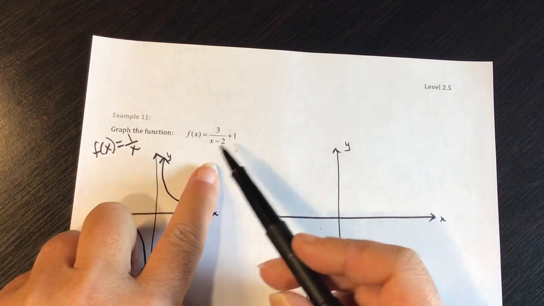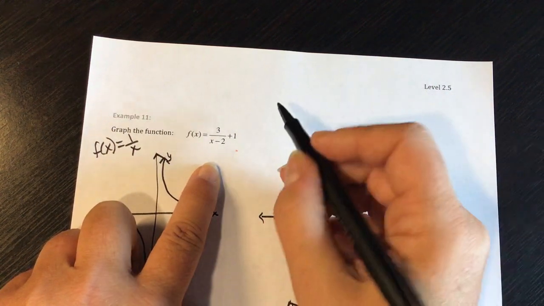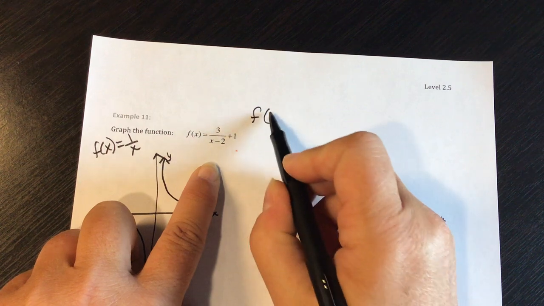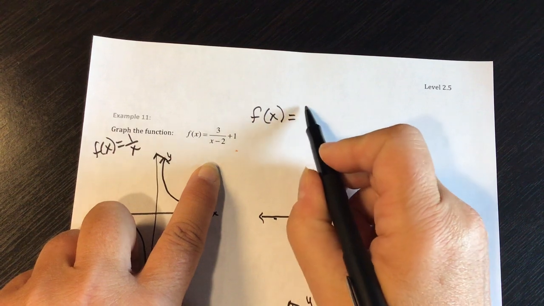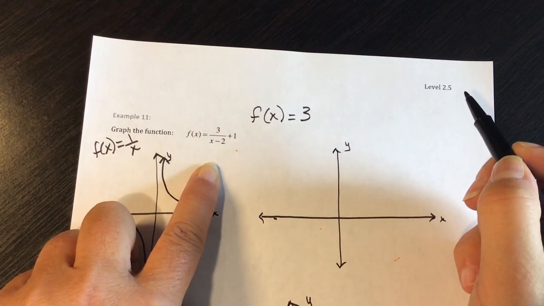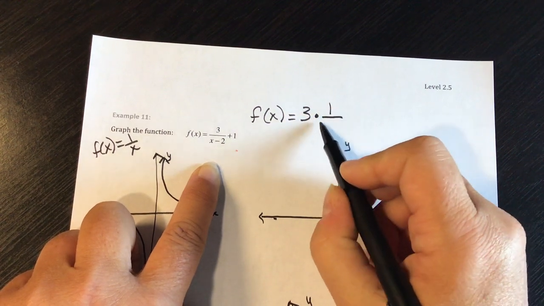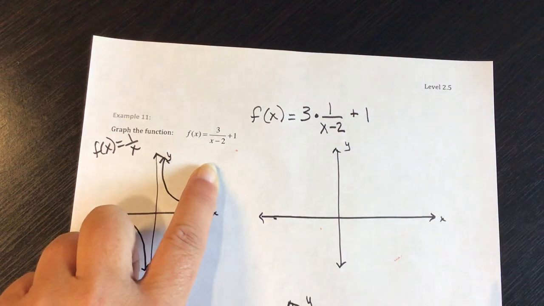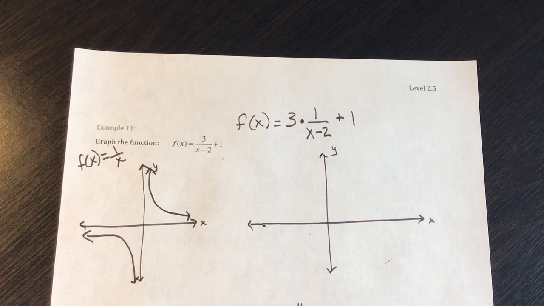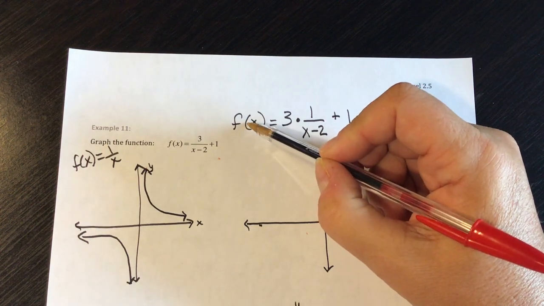Now, this has some things happening to it. So I am going to rewrite this a little bit. I'm going to say that this is f of x. And because I have a 3 here, I'm going to multiply this by 3, and I'm going to have 1 over x minus 2, and then a plus 1. I'm just spreading it out so we can see what's happening here. So this 3 tells us that I want to stretch it.